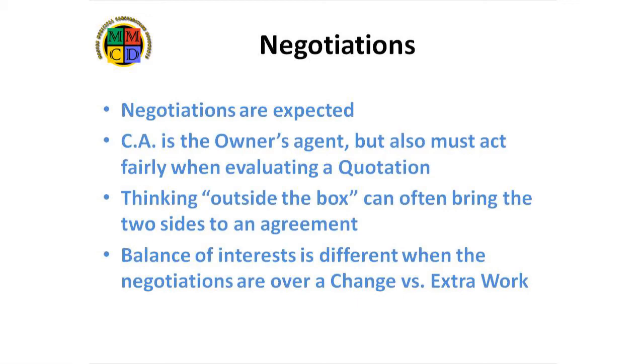Often, when negotiations seem to reach an impasse, creative thinking about other issues on the job may lead to a new solution. For example, the contractor may agree not to put in a request for extra costs for other delays caused by the owner or CA if he receives the time extension requested in this quotation. Reaching a mutually agreed solution is always the best outcome.